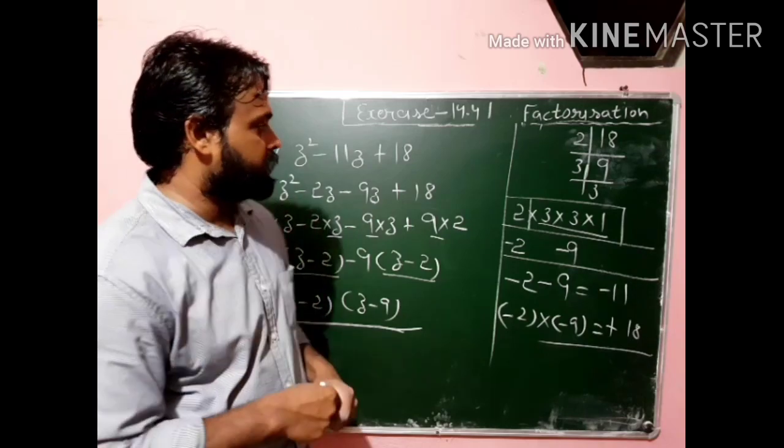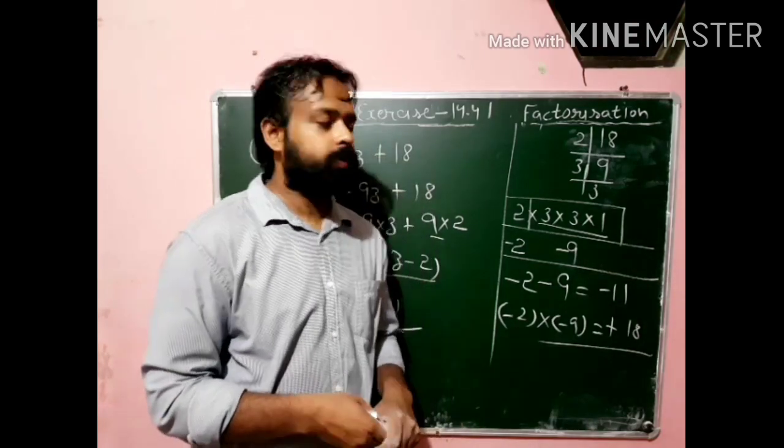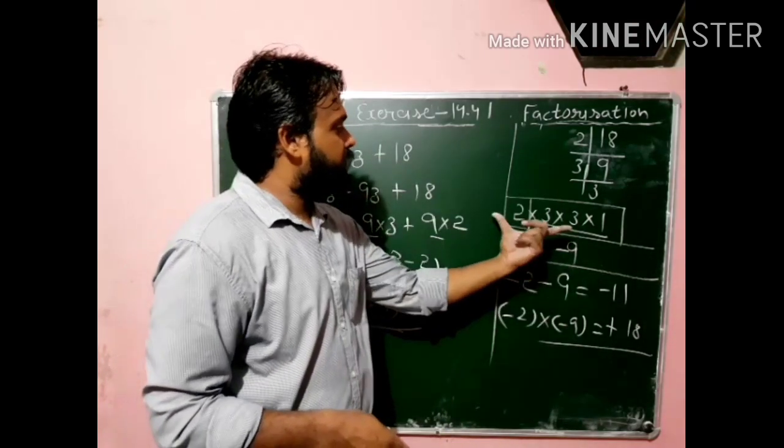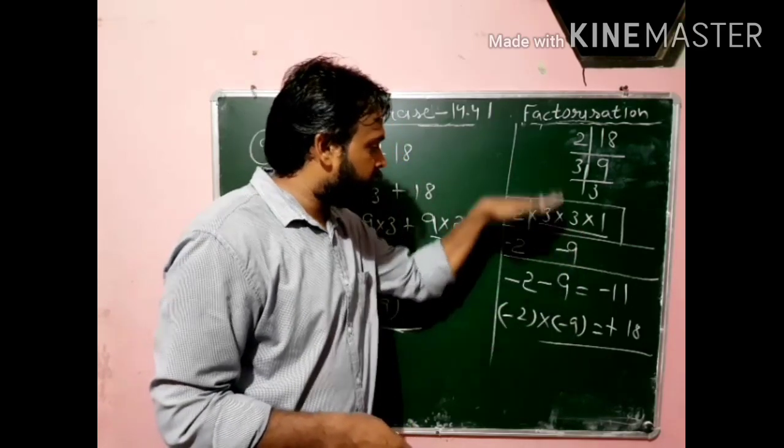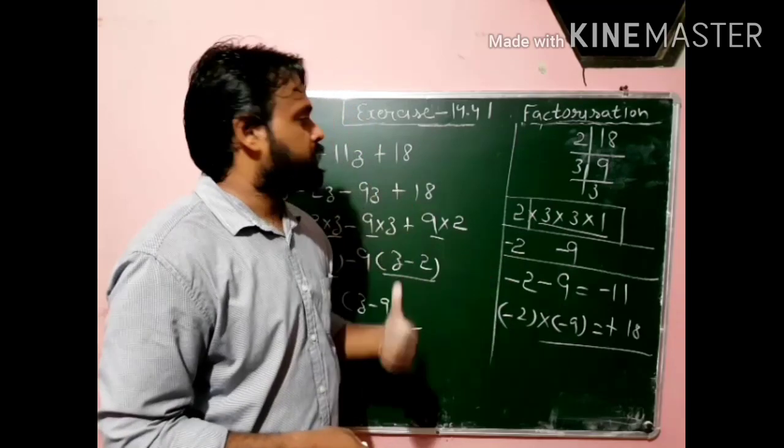So I hope this is clear to you. It is also very simple. You have to find the factors only, and from the factors you can easily find the values. So by doing this you can easily solve this sum also.